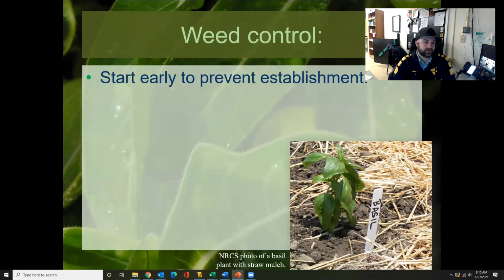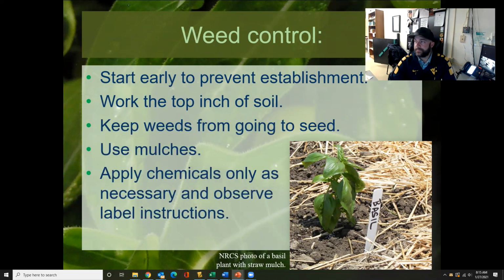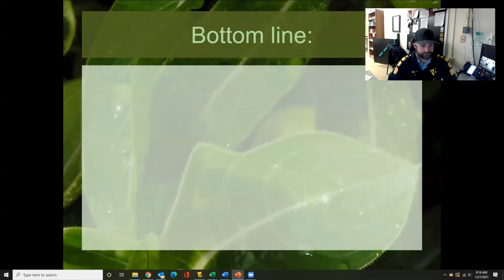For weed control, start early to prevent establishment, work the top inch of the soil, keep weeds from growing to seed, use mulches, and apply chemicals only as necessary and observe label instructions. Like I always say, I cannot stress label reading enough, and applying that to your application onto your plants.